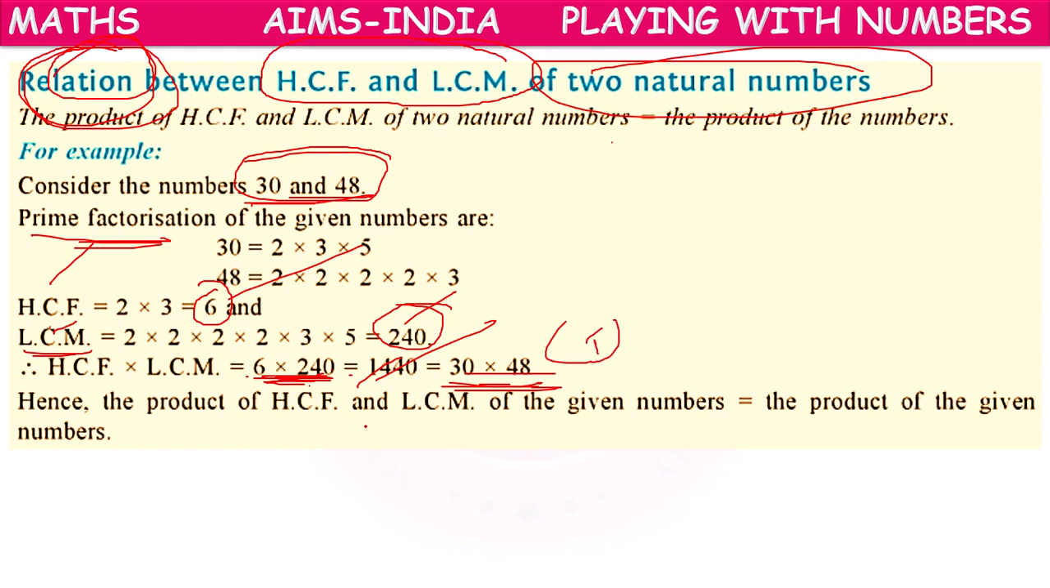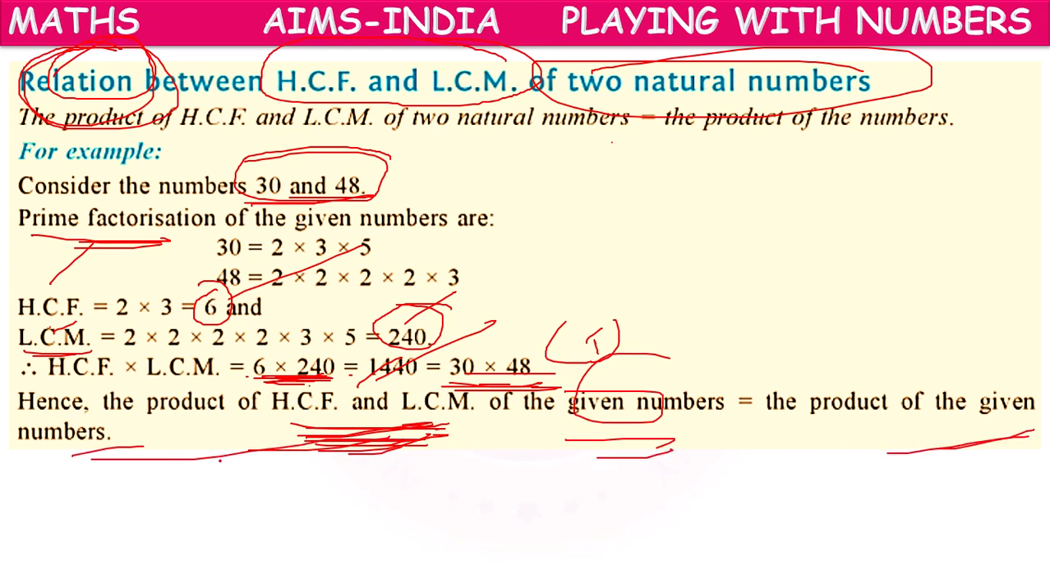So the product of HCF and LCM of given two numbers is always equal to the product of the given numbers. Like this we can relate the two numbers and their HCF and LCM. Okay.